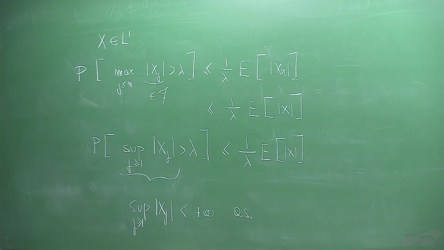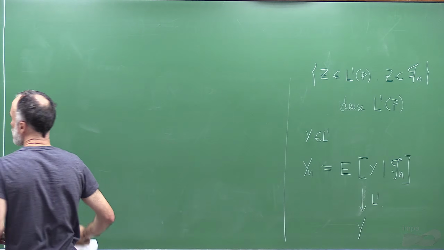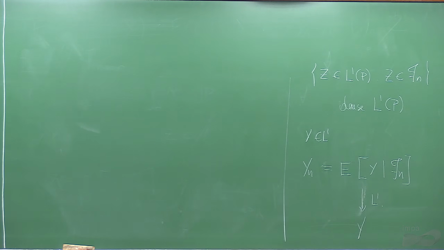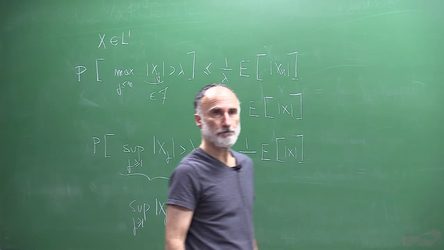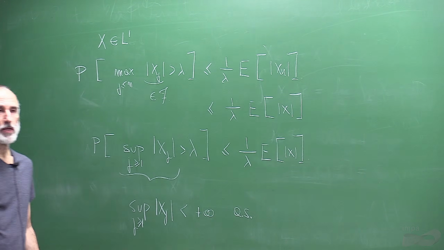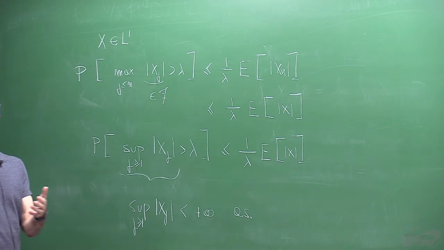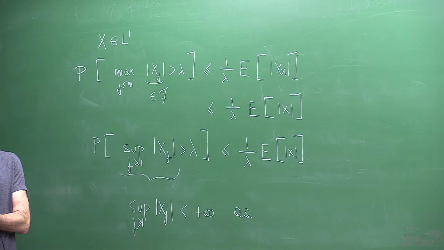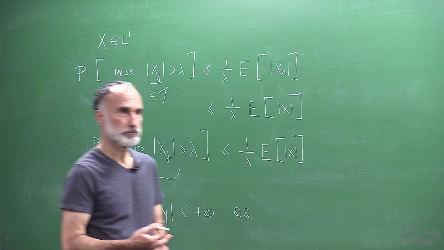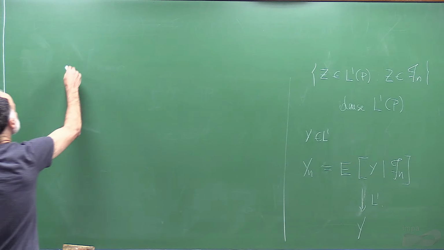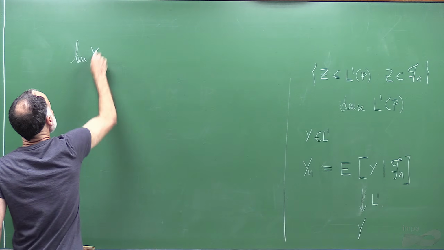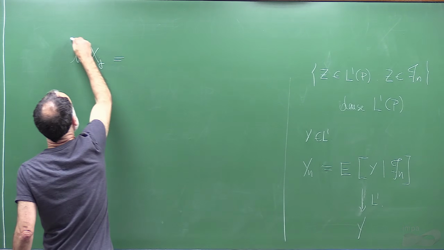Okay, so now I know that this sequence Xj is bounded. If it's bounded, and if I want to show that it converges, it's enough to show that the limsup is equal to the liminf. So what I need to prove is that the limsup of Xj is equal to the liminf.